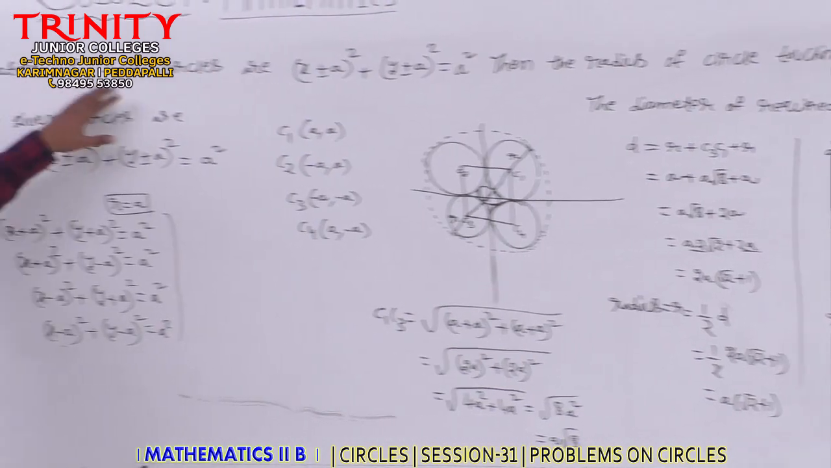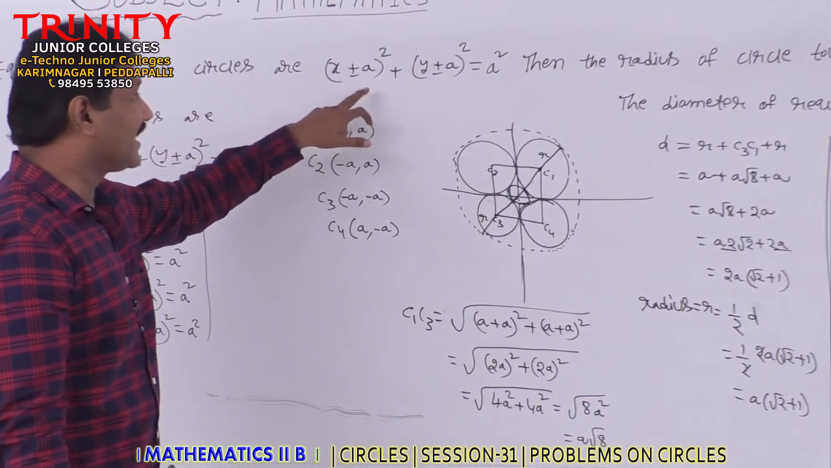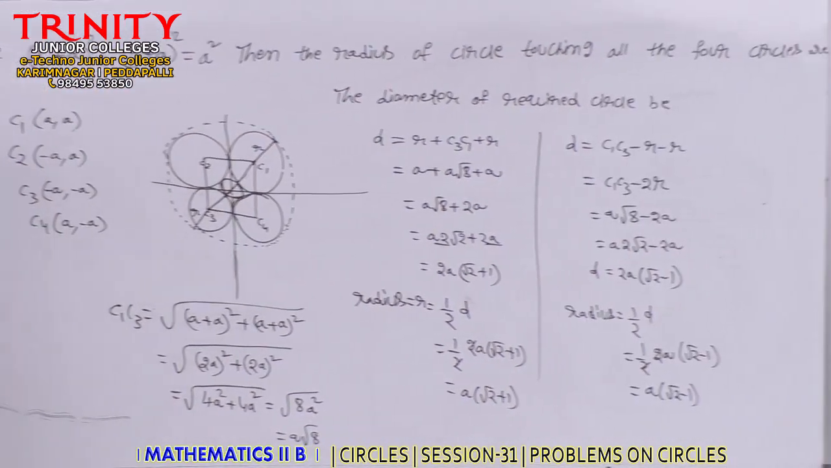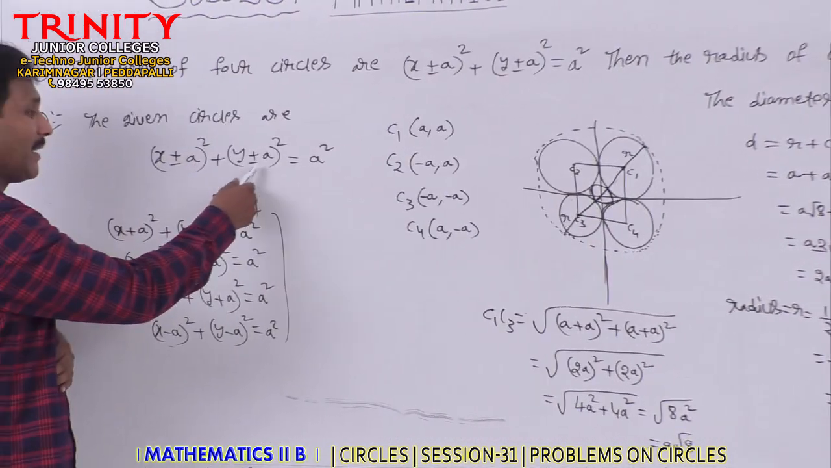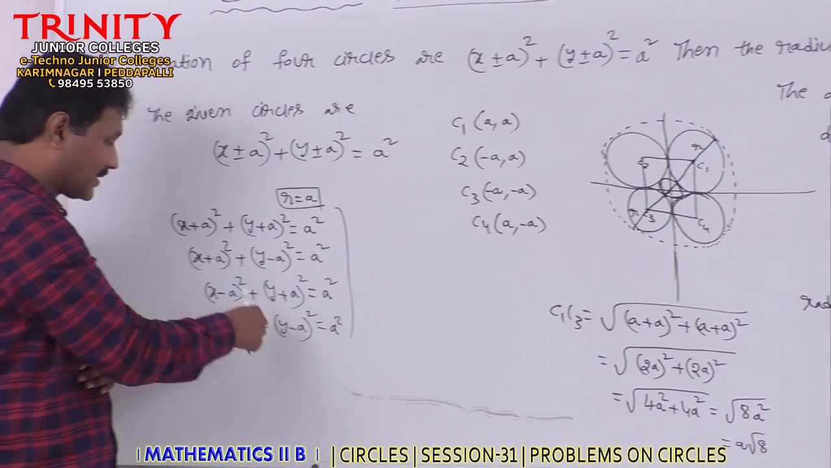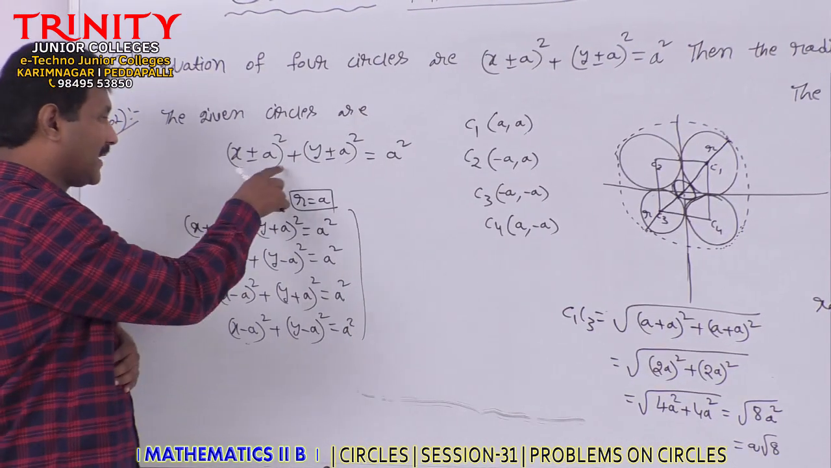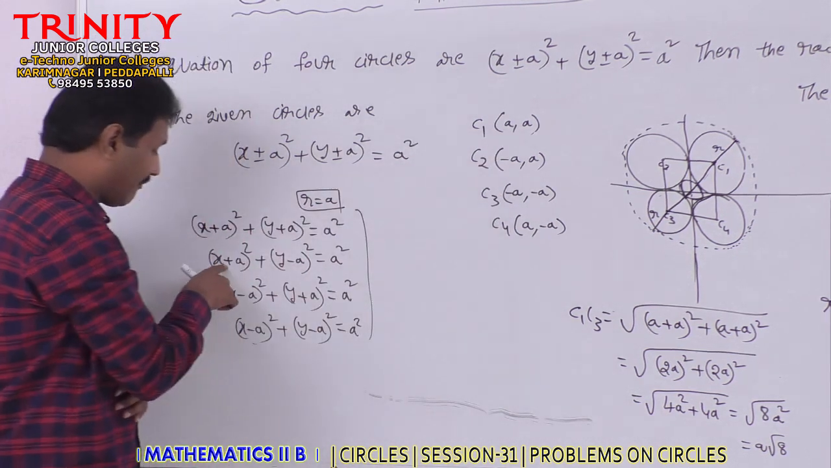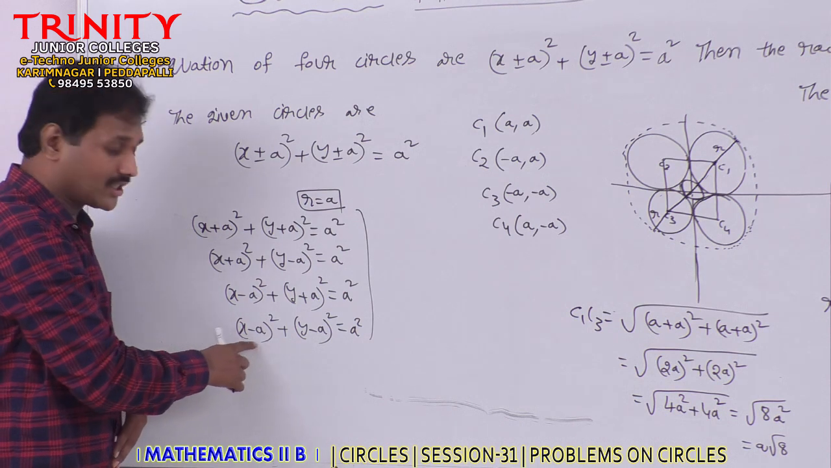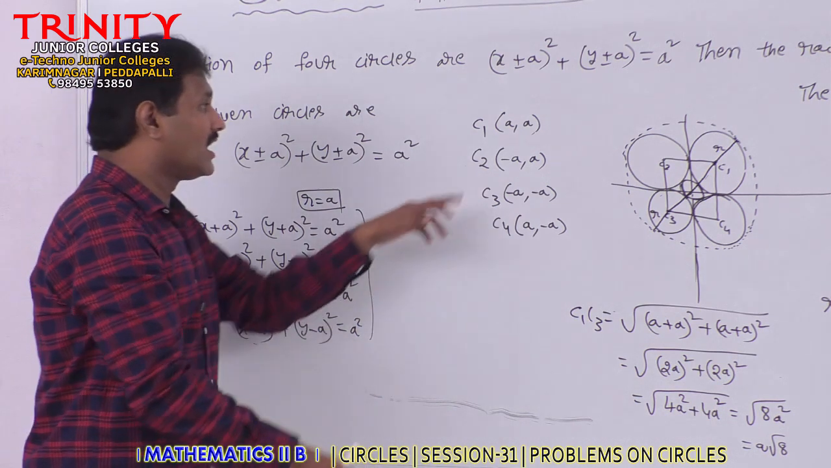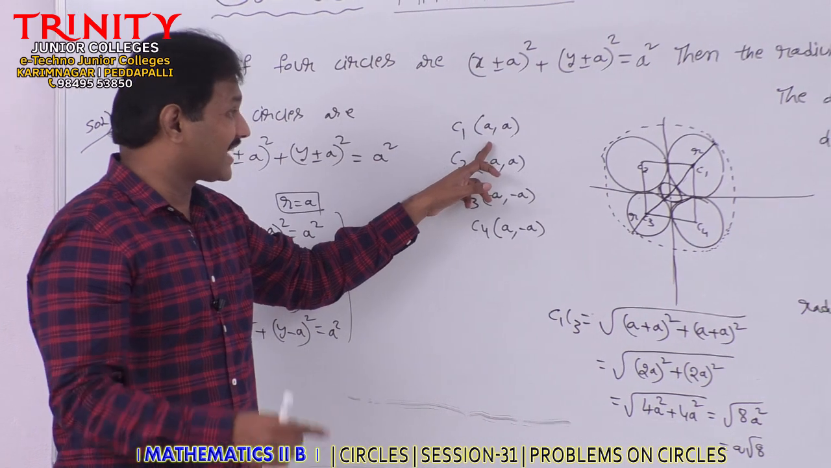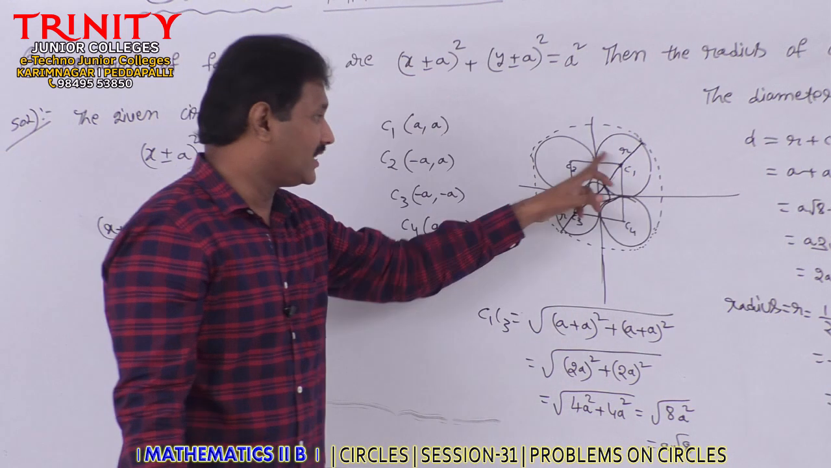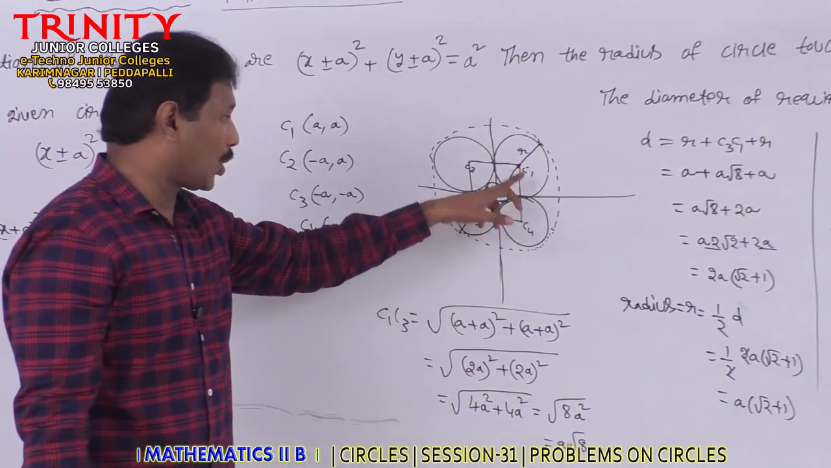Actual problem: the equations of 4 circles are given, this indicates the 4 circles. Then find the radius of the circle touching all the circles. We take (x plus or minus a) whole square, (y plus or minus a) whole square. This is of the form (x plus a) whole square plus (y plus a) whole square equal. Suppose centers are like this. Every circle is of the form (x minus h) whole square plus (y minus k) whole square equals r square, center is (a, b). That means the circle touches both the coordinate axes. Center x coordinate and y coordinate are the same, like this. These are the 4 circles touching the coordinate axes.